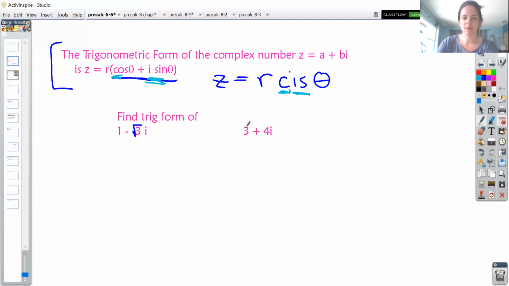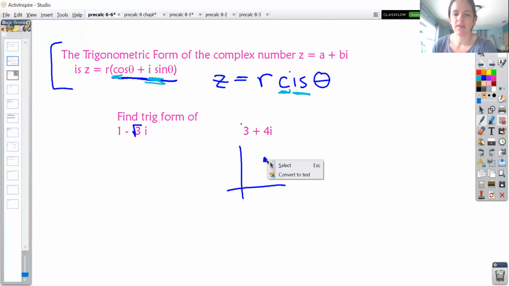So we're going to start with the one on the right here. We're going to do the trig form of 3 plus 4i. You don't need to draw a picture, but I'm going to draw one anyways. So this would be 3 and then plus 4i, right? That would be how I would plot that on the Argand diagram.